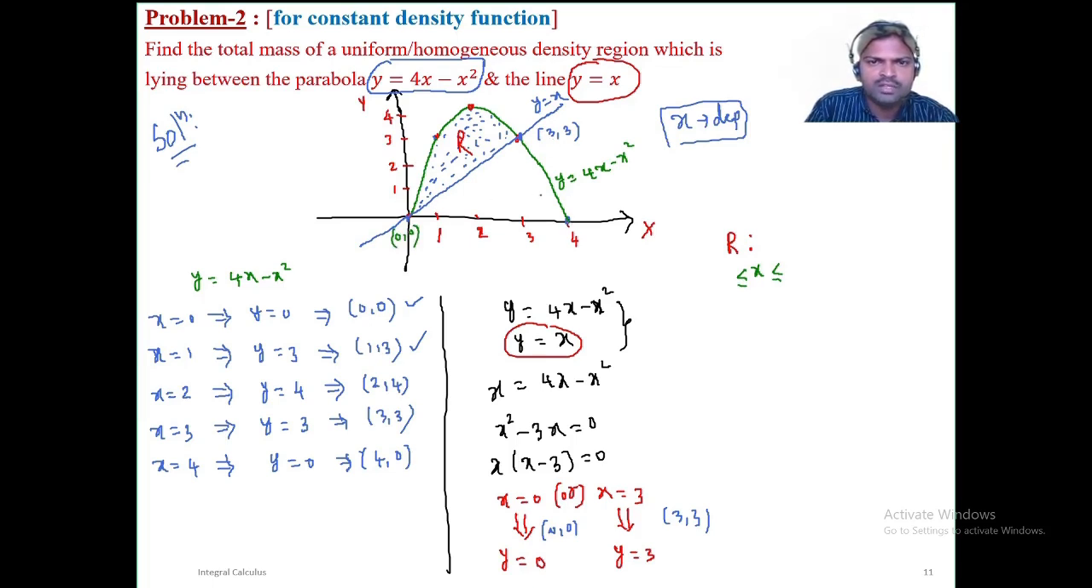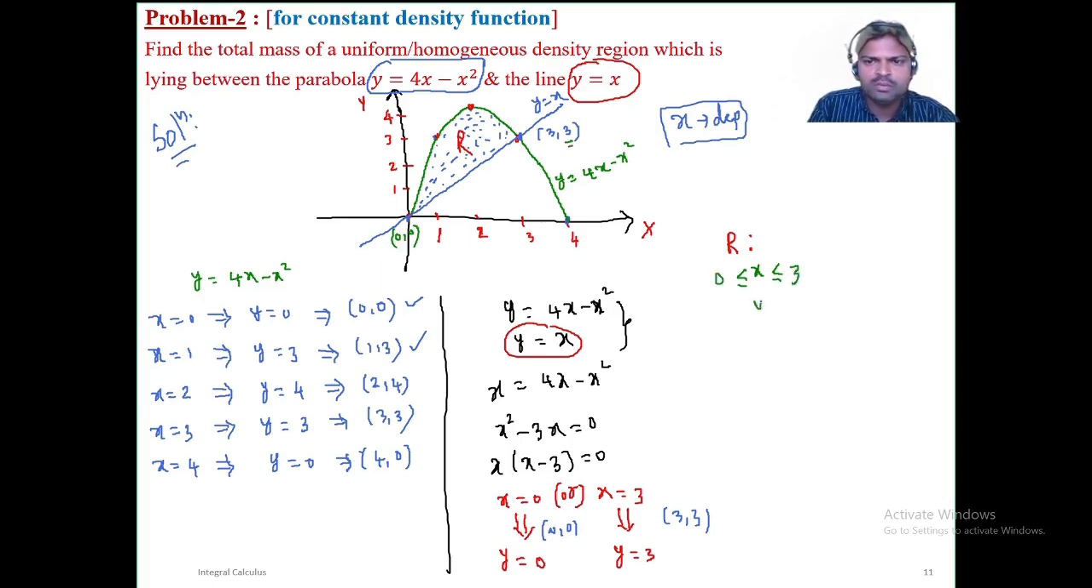X should vary in this direction, right? So only this is the boundary region, so the maximum point is 3. If you take this entire thing as the boundary region, then the maximum point is 4, but our boundary region is only this one, R1, the shaded one. So the maximum for x is 3, therefore x value 0 to 3.